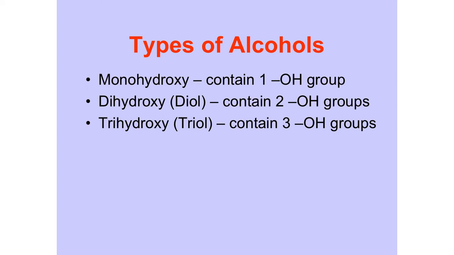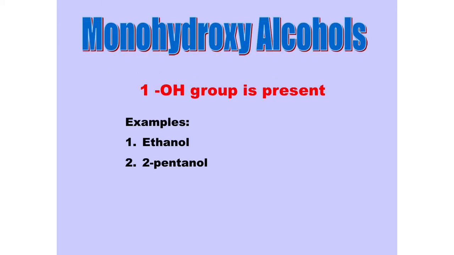We have 3 different types of alcohols: monohydroxy, dihydroxy, and trihydroxy. And that correlates to 1 OH, 2 OH, 3 OH groups. So a couple of examples on each of those. So monohydroxy, we have the 1 OH group present.